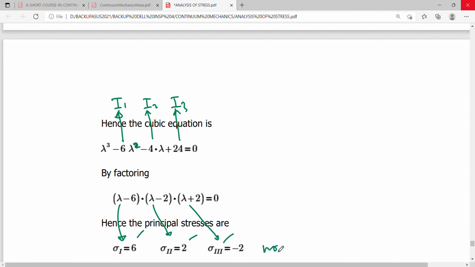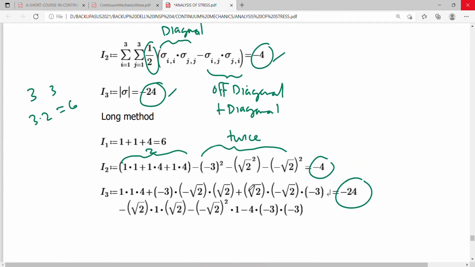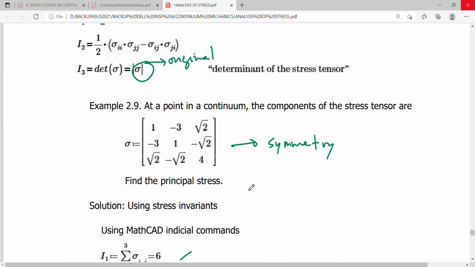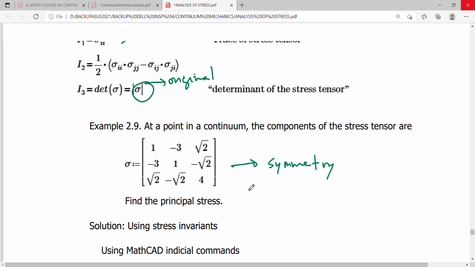Normally, your sigma 1 is the highest, bigger than sigma 2, and sigma 2 is bigger than sigma 3. So this is a normal way of how to indicate your principal stresses, but if you want them to be the other way around, there's no problem with it. Okay, so that's it for the solution to stress analysis by the determination of your principal stresses.